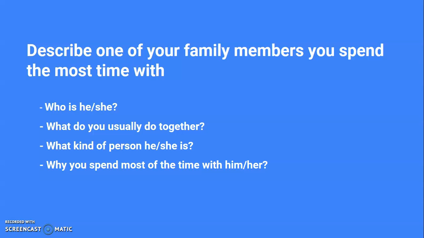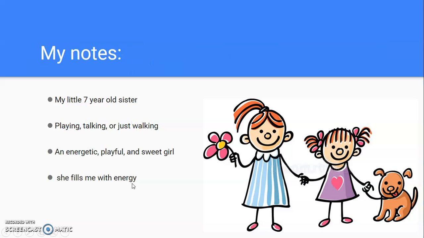Describe one of your family members you spend the most time with. So we have 4 sub-questions. You need to talk about who he or she is, what you usually do together, what kind of person he or she is, and why you spend most of the time with him or her. A very interesting question indeed.